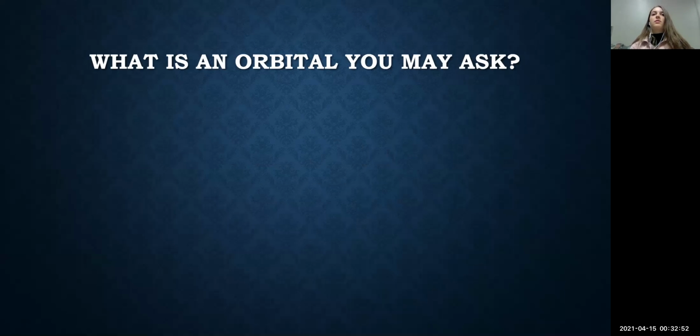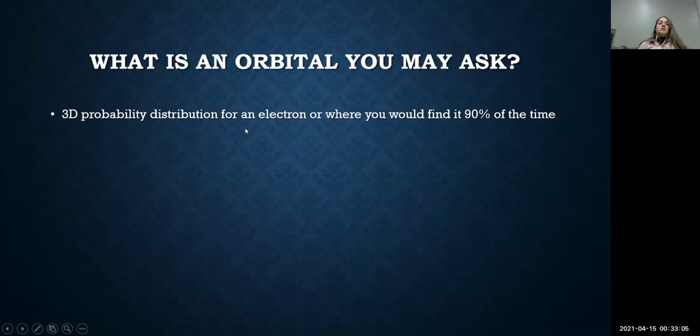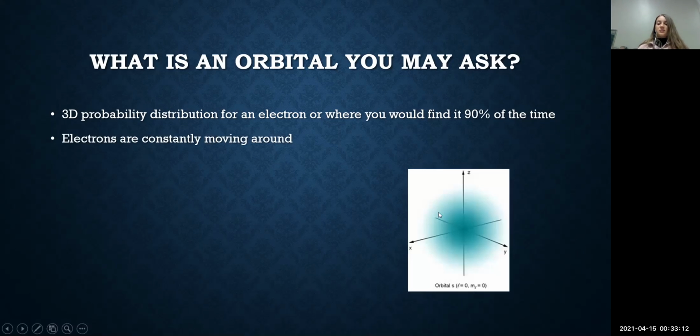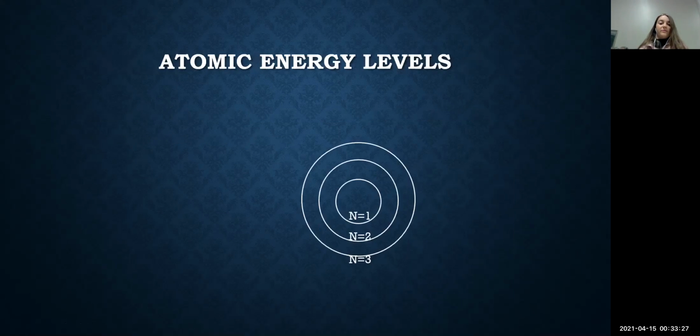And an orbital is our atom, right? It's a 3D model of our atom. And we have these electrons in our atoms, and they're all moving around randomly. And so it's a 3D probability distribution for an electron of where you would find it 90% of the time, because they're constantly moving around. And so this is basically what it's going to look like, the electron cloud version of it, instead of the old version of the loops and orbiting per se. But it's also a probability distribution of the wave function.